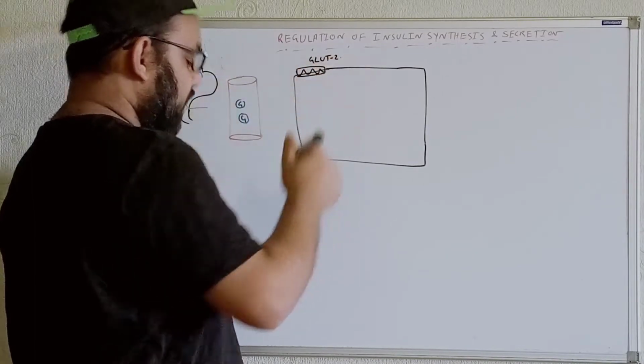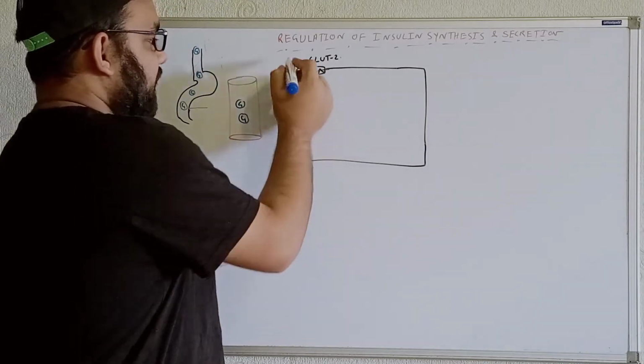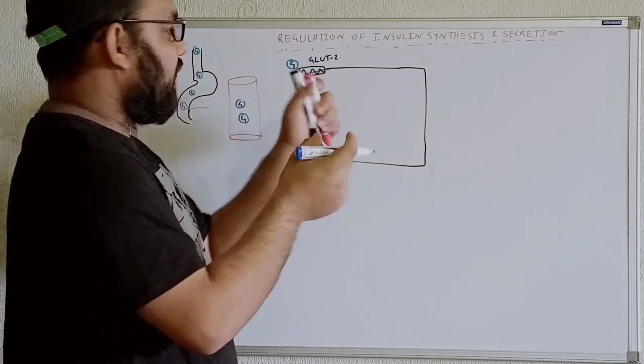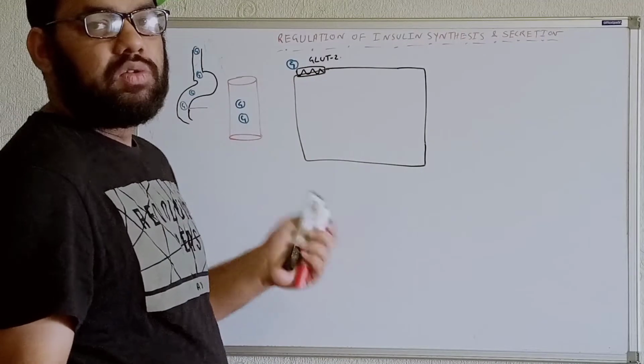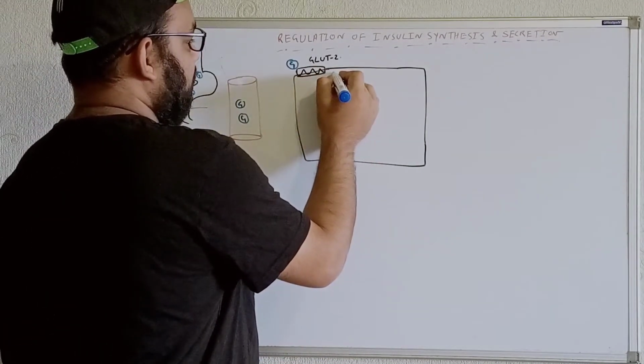Now this GLUT2, what will it do? Whenever the glucose comes over here, it will take the glucose and flip it in. That means it will take the glucose and do the flip in. As a result, the glucose will be taken within the pancreatic beta cell. So after that, we will get the glucose over here.